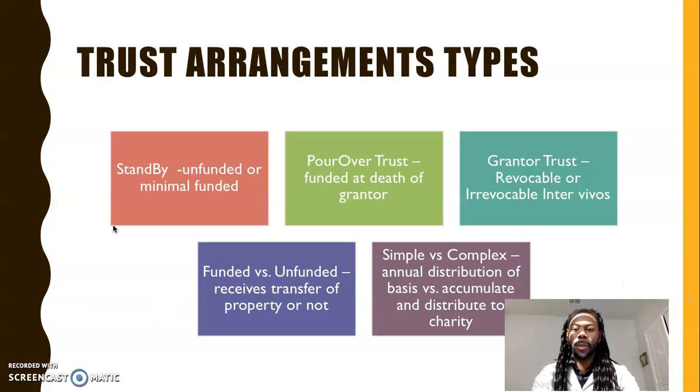Moving forward to more arrangement types, there's also a standby trust, which is either unfunded or minimally funded. It's like a trust that stands on the side or stands by until the action takes place for the trust to begin. There's also a pour over trust, which is funded at death of the grantor. And similar attributes, the pour over initiating the assets being poured over at death. You also have a grantor's trust, which can be either revocable or irrevocable. Both have their own benefits.